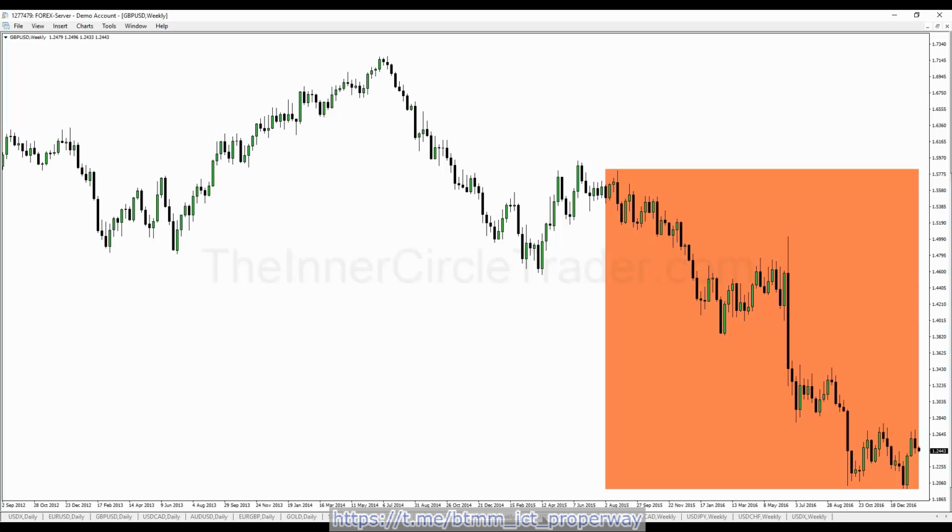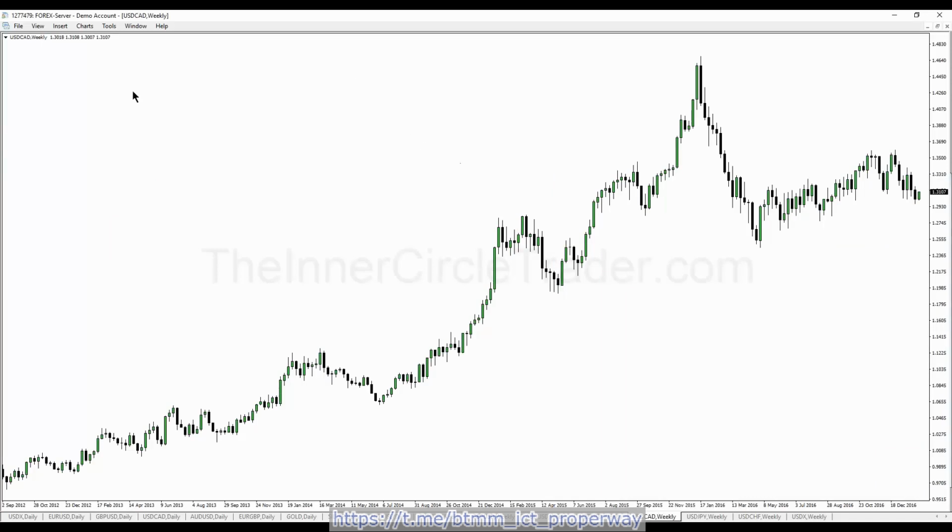I want you to take a look at your study using these ideas. But I'm highlighting the importance of looking at the weekly chart first. And again, you're going to do this on the monthly chart. On the Canadian dollar, we're going to do the same thing.